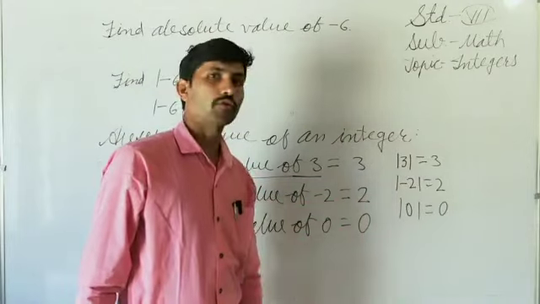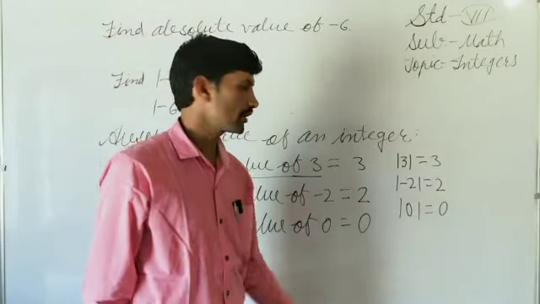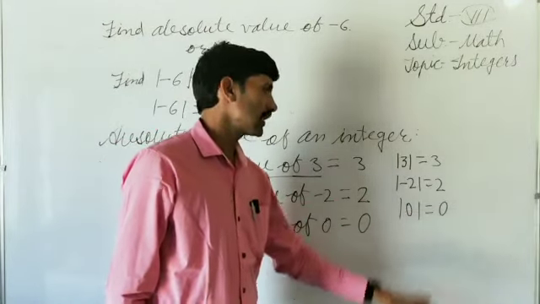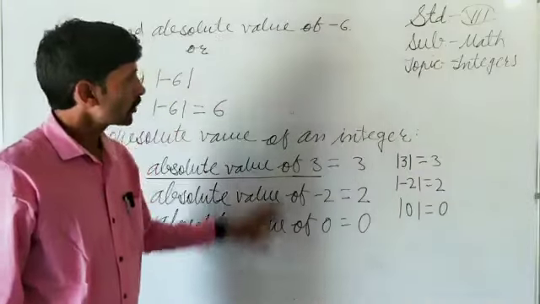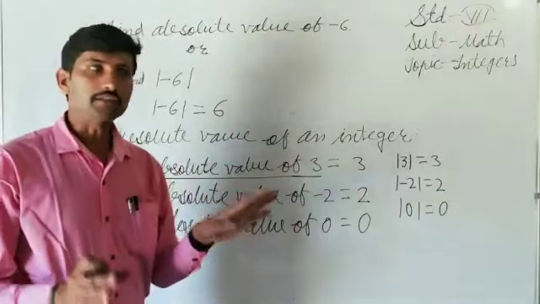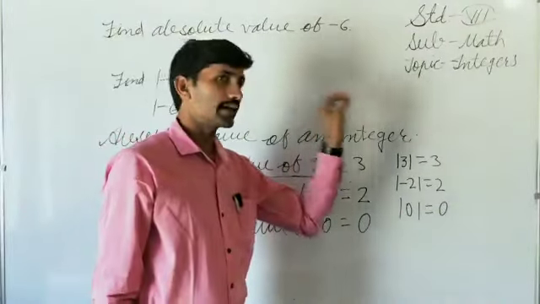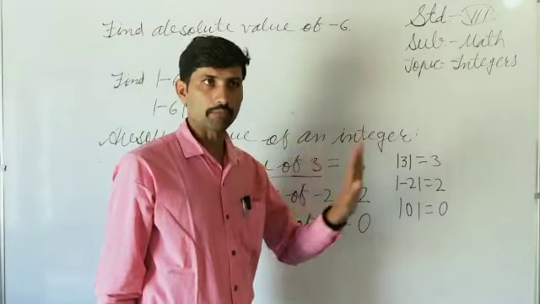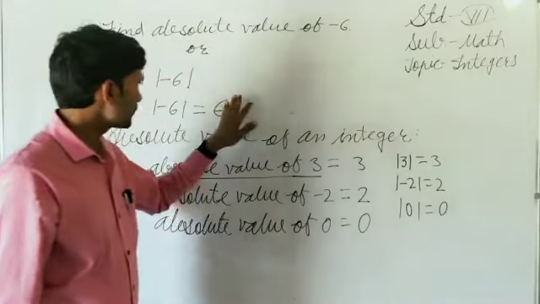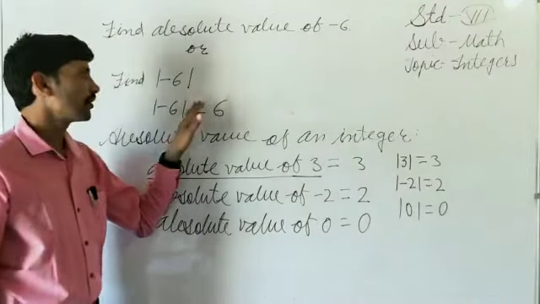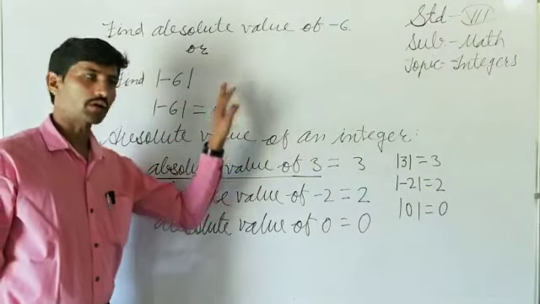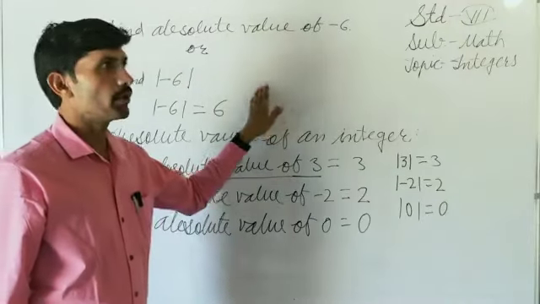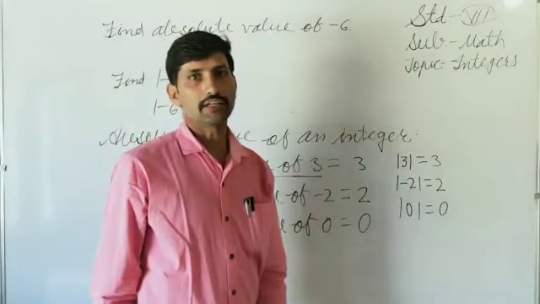If I take 4, its absolute value will be 4. If I take 0, then its absolute value will be 0. So the absolute value of any integer is always greater than or equal to 0. It will never be less than 0. So keep in mind, absolute value is always either equal to 0 or greater than 0, and it will not be smaller than the given integer.